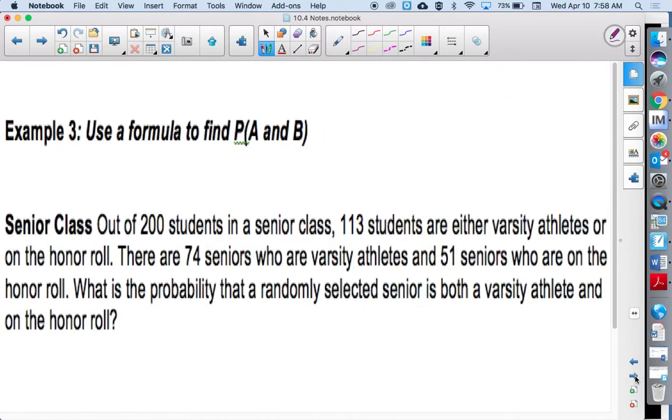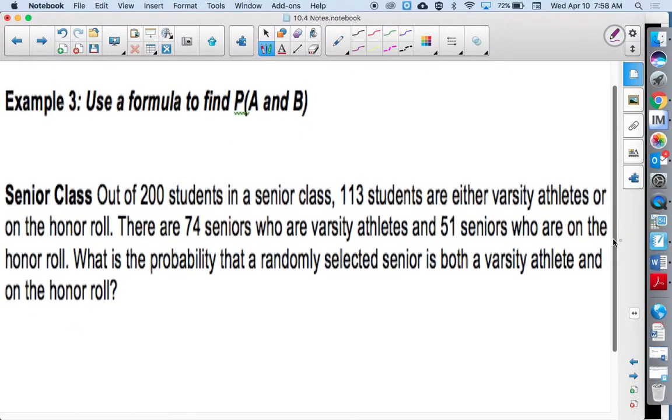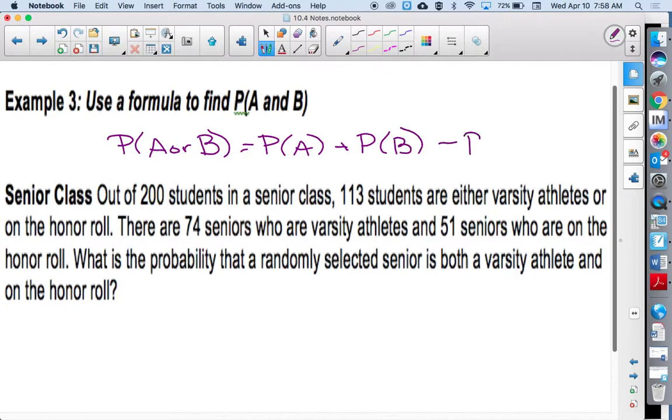So if you flip to the top of the next page, it says to use the formula to find the probability of A and B. And the formula that we're going to use is the probability of A or B, because this is the only formula we have, is equal to the probability of A plus the probability of B minus the probability of both. That's the only formula we have right now. So that's the only one we can use that contains the probability of A and B.